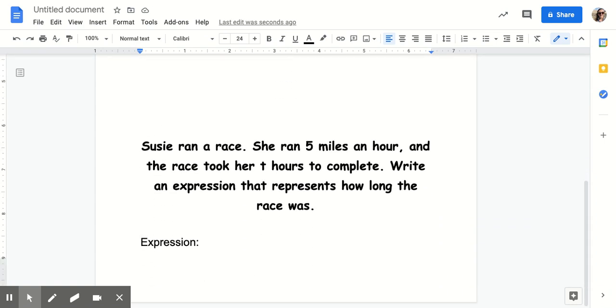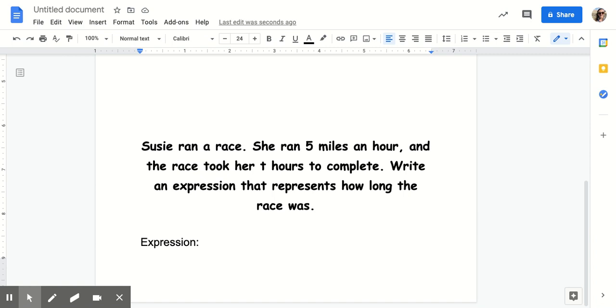Let's move on to number two. Number two says Susie ran a race. She ran 5 miles an hour, and the race took her T hours to complete. Write an expression that represents how long the race was.